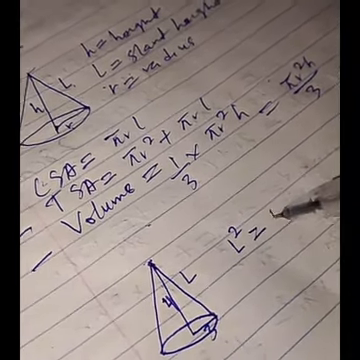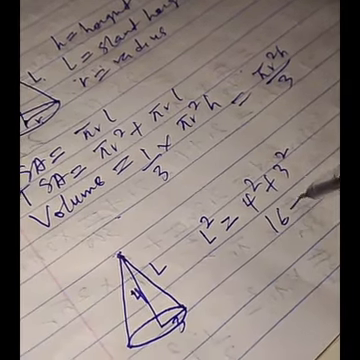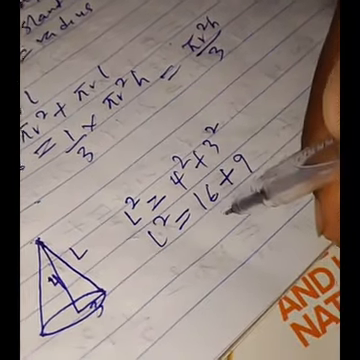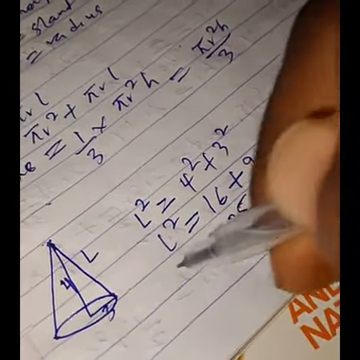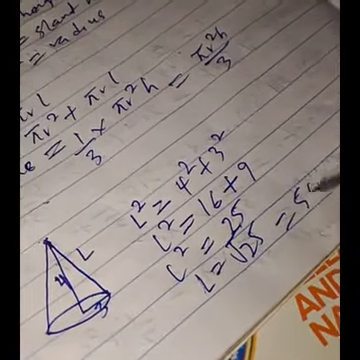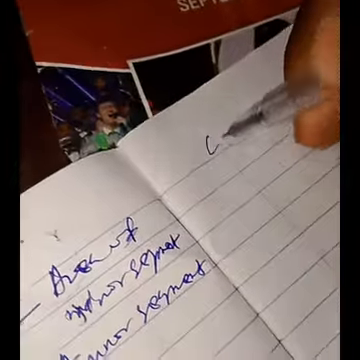L square is equal to 4 square plus 3 square. 4 square is 16, because 4 times 4 is 16. Then 3 square is 9. So this L square will be equal to 16 plus 9, which is what? 25. So if you get L square to be 25, L will be equal to square root of what? 25. And what is square root of 25? 5 centimeters.